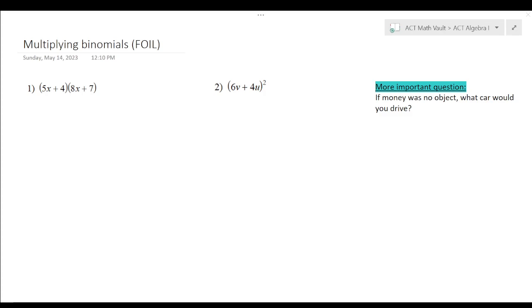Hi everyone, in this video I want to talk about multiplying binomials, which a lot of us know as FOIL: first, outer, inner, last. Here are the problems that we'll do.